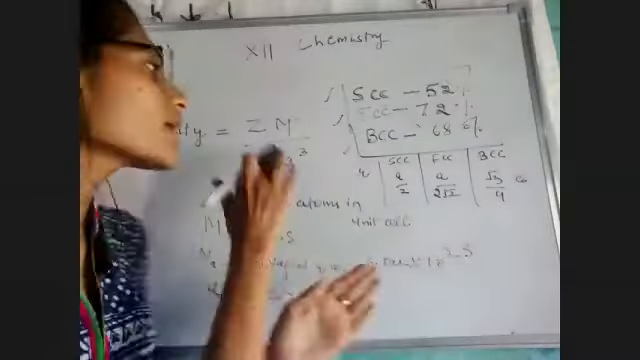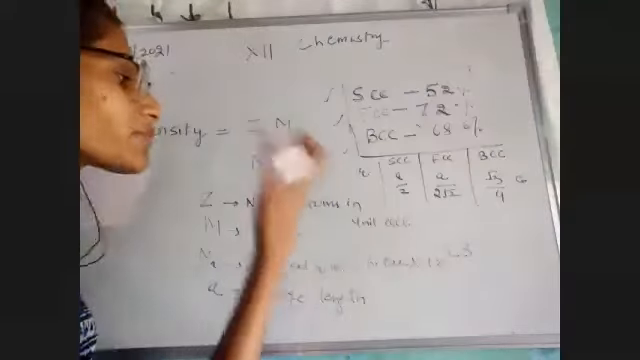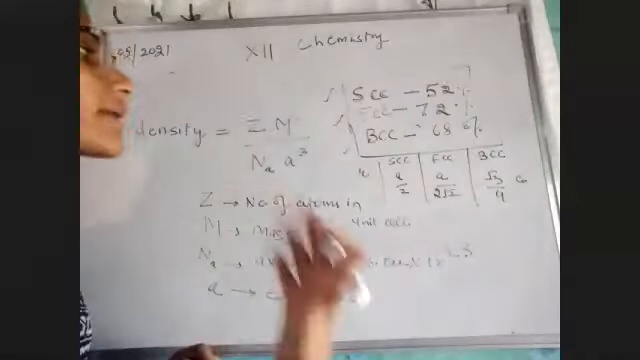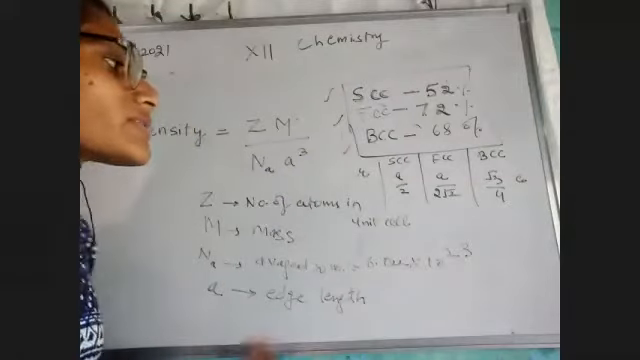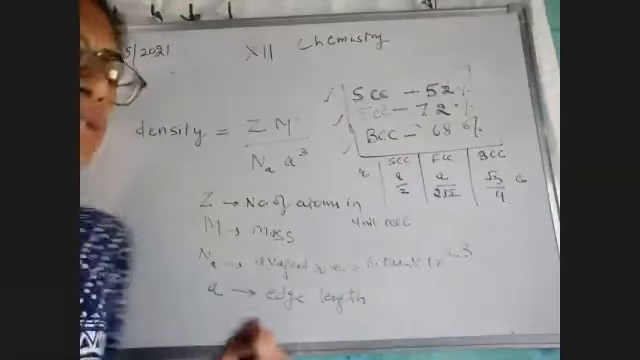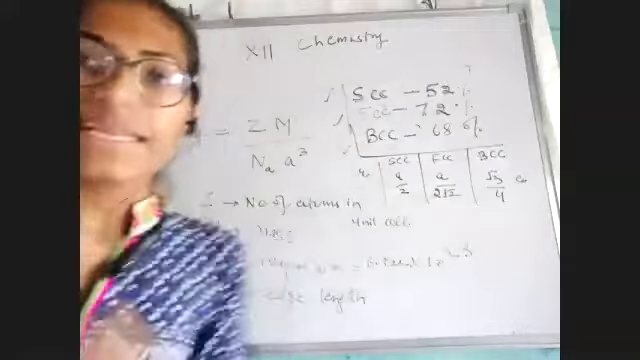There is a simple formula, ZM by Na a cube, where Z represents the number of atoms in the unit cell, M represents the mass, Na represents the Avogadro number, and a represents the edge length. Okay, let's have a simple numerical over it.